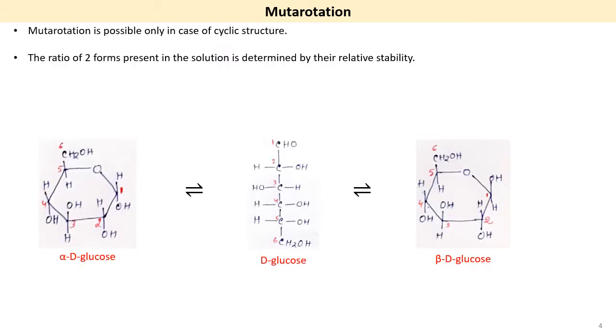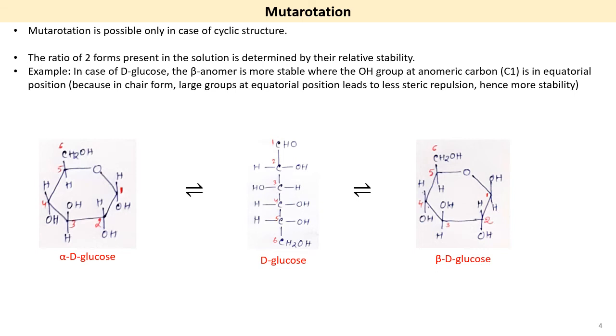Okay. So mutarotation is possible only in case of cyclic structure, because you have to have anomers, and anomers are also possible only in case of cyclic structure. There are no anomers in case of the open chain form of any monosaccharide. The ratio of the two forms present in the solution is determined by their relative stability. So in case of glucose or D-glucose, the beta anomer is more stable, where the OH group at anomeric carbon is in equatorial position, as compared to the alpha anomer, where the OH was in axial position, we just discussed, right?